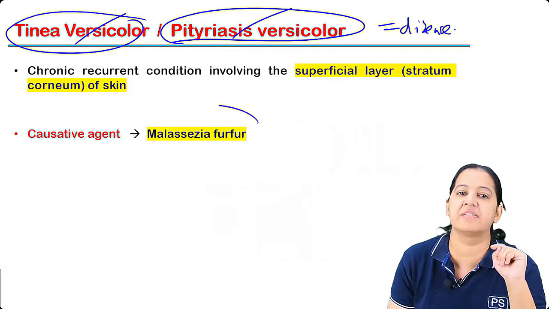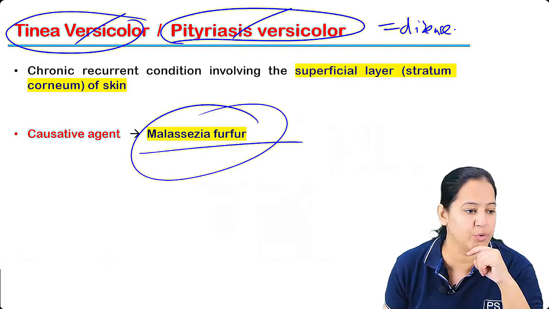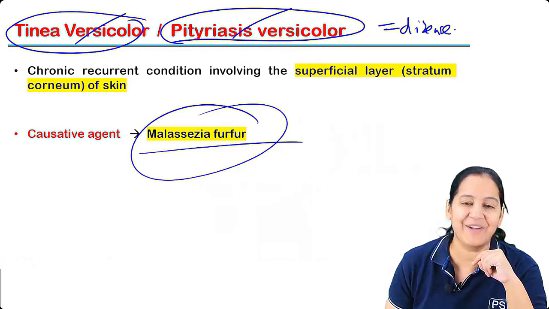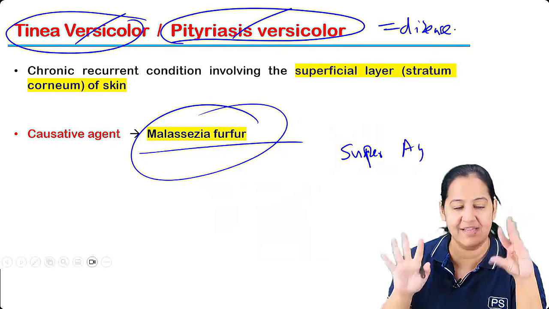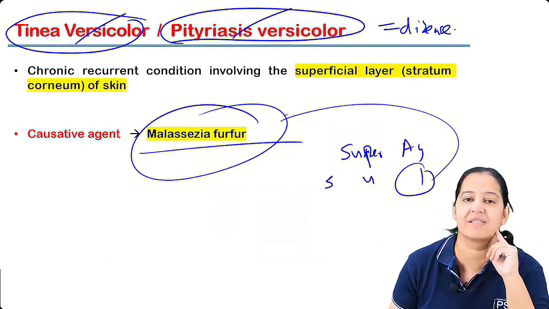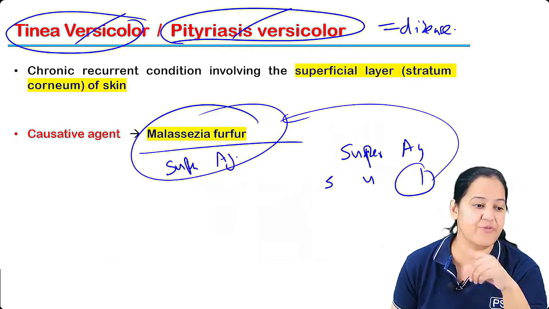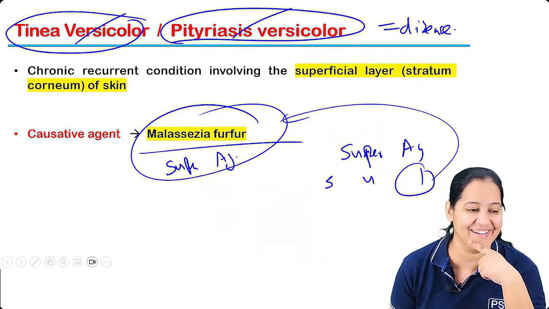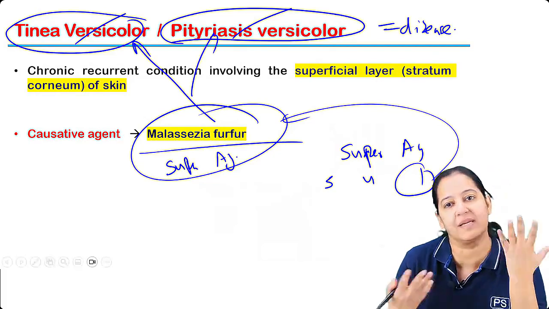The name of the fungus is Malassezia furfur. And where have you read Malassezia furfur? On day one I told you somewhere. I told you about superantigens. Superantigen had 10 examples: 5 were bacteria, 4 were virus, 1 was fungus. The one fungus is Malassezia furfur. You can write down its superantigen. You can cross check. Yes, it's a superantigen. So Malassezia furfur causes Taenia versicolor or Pityriasis versicolor, one and the same thing.